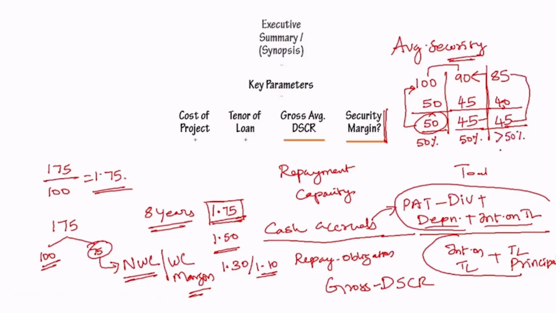Like that you will be calculating for each and every year, and eventually you will be taking the average of this. That's what we capture here as average security margin. So these are all the key parameters, and by looking at this, the sanctioning authority will be able to get an overall picture of the key issues or key parameters of this project.